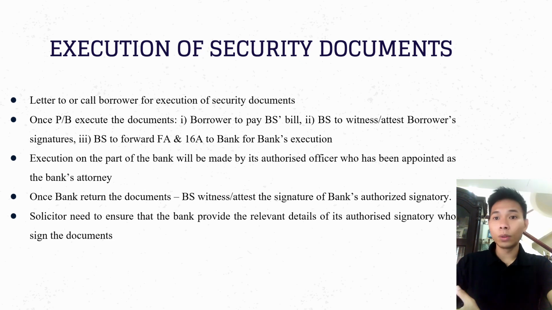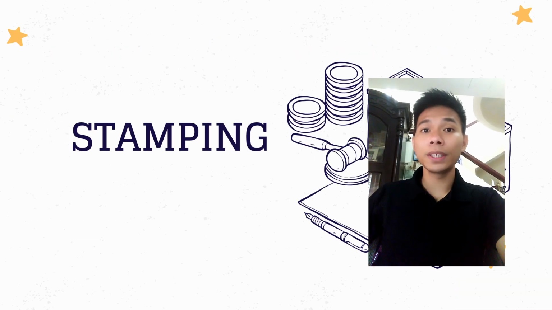MTB will be executing the facility agreement and Form 16A by its authorized officer appointed by MTB, and will have to return the documents to the bank solicitors for them to witness and attest the signature of MTB's authorized signatory. The solicitor needs to ensure that MTB provides the relevant details of its authorized signatory who signed the documents. Finally, we'll be going to the stamping.